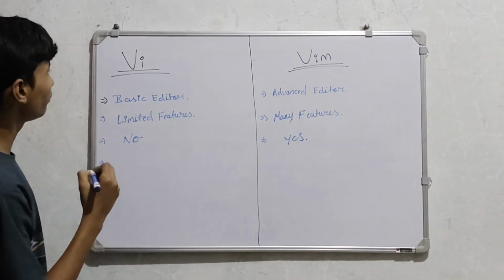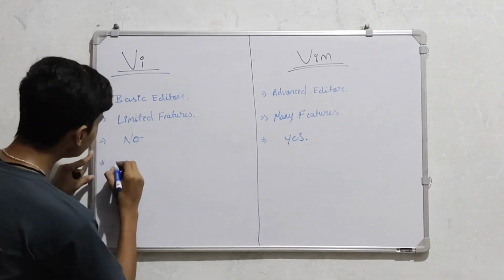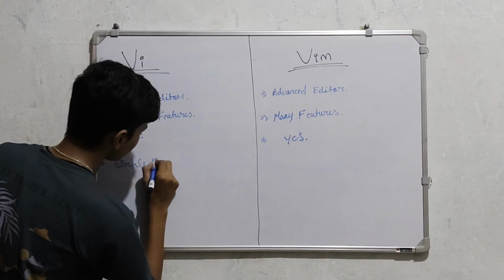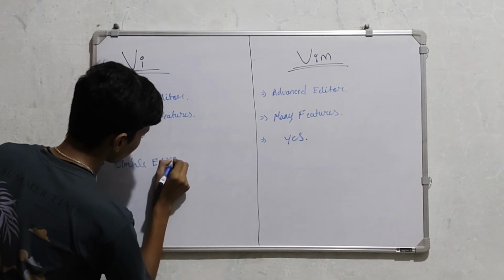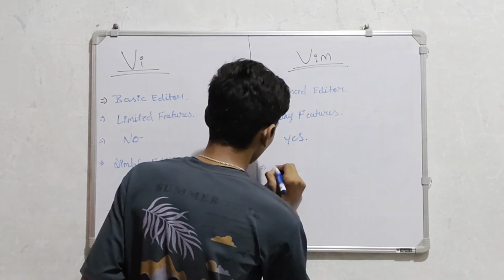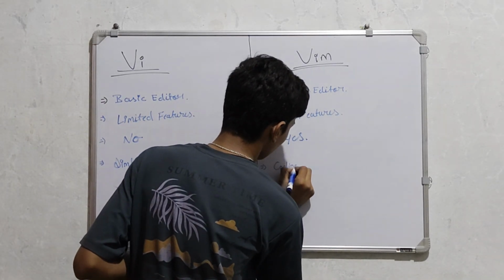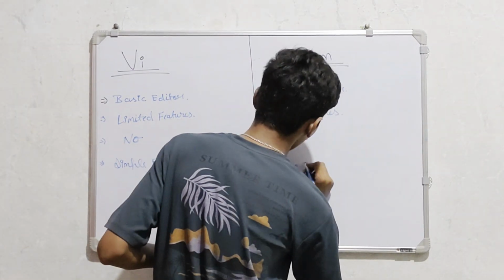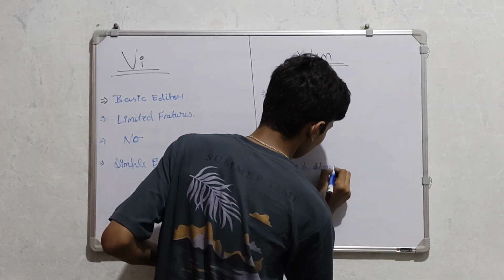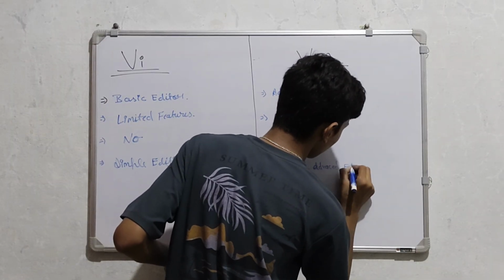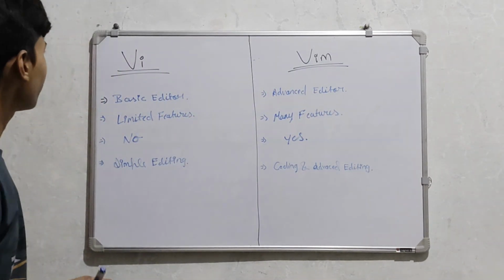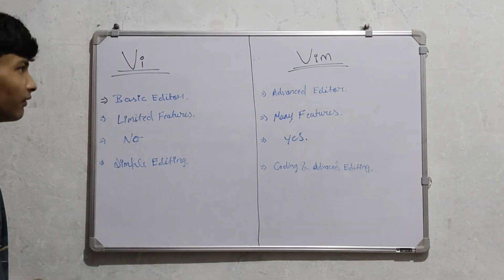Then next, use. VI is used for simple editing. But Vim is used for coding and advanced editing. So this is the difference between VI and Vim editor.